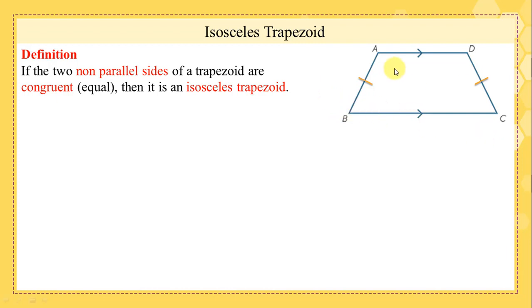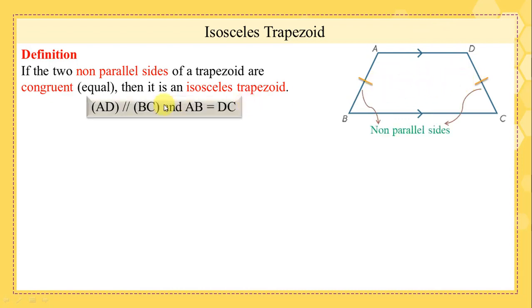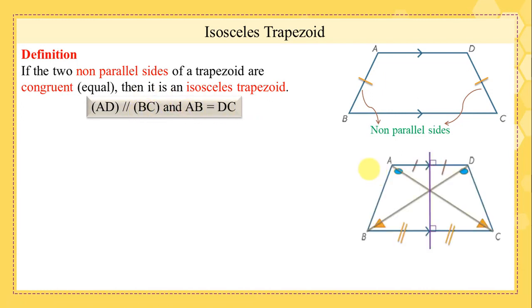In a trapezoid, we have the parallel bases and we have the non-parallel sides. If these non-parallel sides are equal or congruent, then this trapezoid is called an isosceles trapezoid. These are the non-parallel sides. We have AD parallel to BC and AB equal to DC. In an isosceles trapezoid, we have three properties.